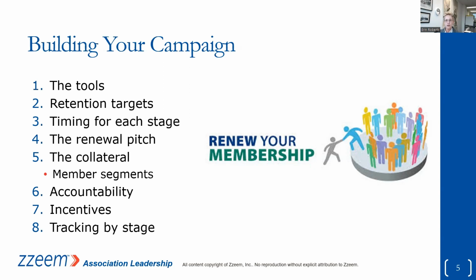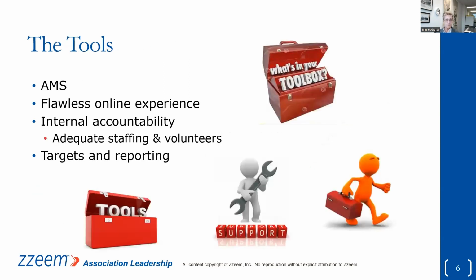So first, let's talk about the tools. These are the tools that you need. You need an association management system that's going to help make this easy for you. You also need to make sure that you've got a flawless online experience. And typically these two things are connected. I often hear from people, well, the association management system we're using, it's not all that good, but we really can't afford all that much. So, we have to do a lot of manual stuff with our system. It's not all that great.